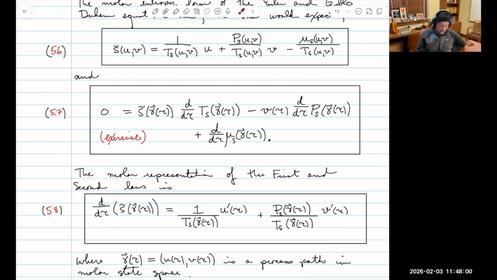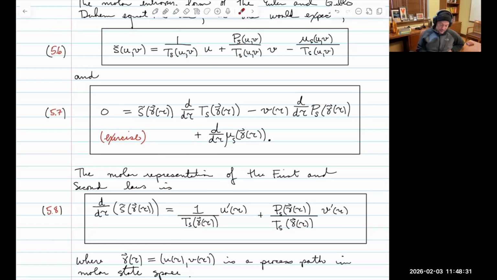Multiply by temperature here, so you get the cancellation of temperature. Introduce a process path for the variables u and v. Take the tau process parameter derivative, both sides. Then formulate a first and second law equation in differential form. Multiply both sides of this equation by tau. Then subtract the resulting equation here from the resulting equation here, and you get the Gibbs-Duhem equation.